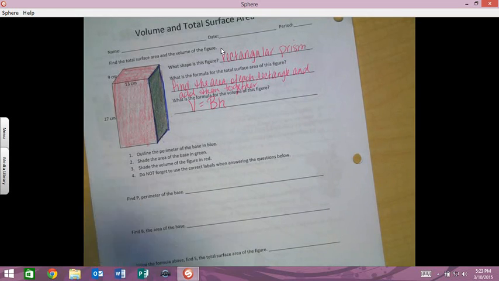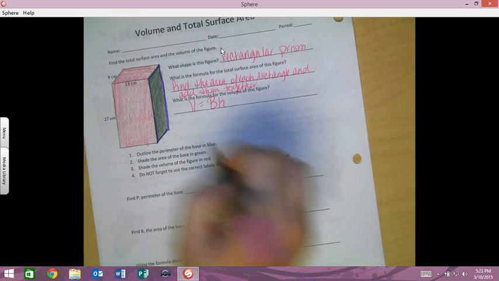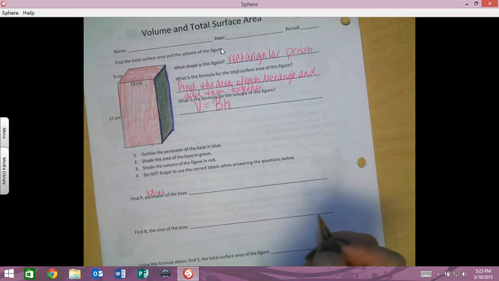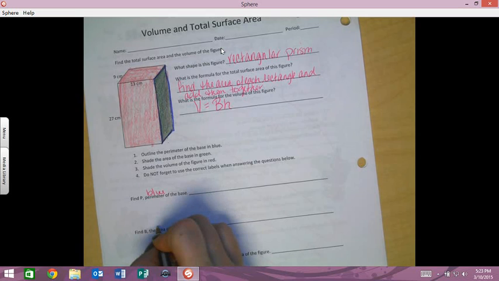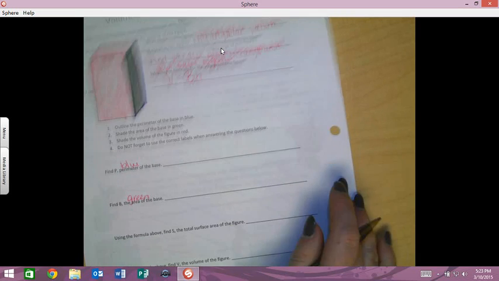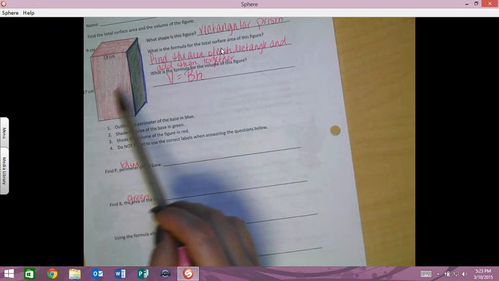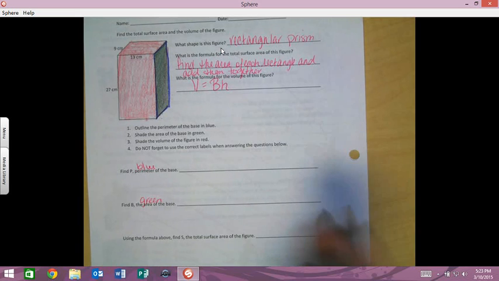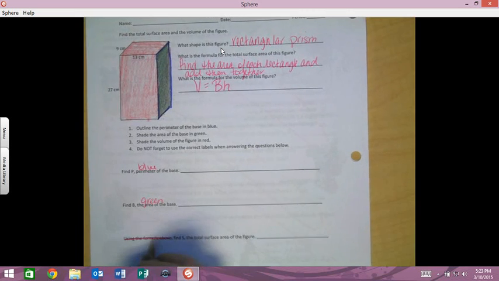So it says, find the perimeter of the base. So remember, perimeter is all the way around the outside. That's what's in blue. I'm going to make a little note. That's the area in blue. Find the area of the base. That's the green part. Now for surface area, you're going to have to find the individual area of each of these rectangles and add them together. So ignore using the formula above.